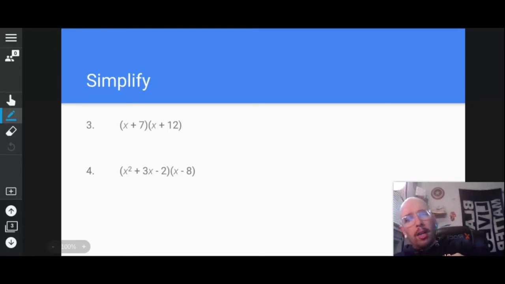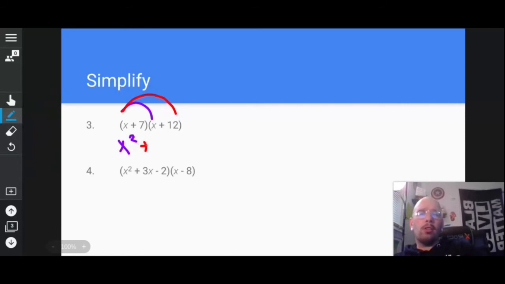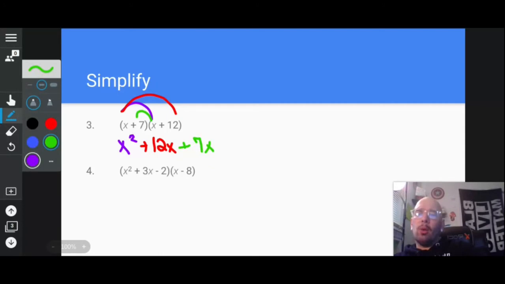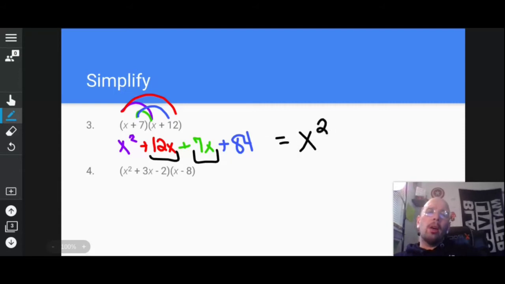So x times x, the first part, is x squared. The outer is going to be x times 12, so you get 12x. The inner is going to be 7 times x. And then the last is going to be 7 times 12, which is 84. Take a look at what you have, and you may notice that the outer and the inner combine. And so you end up with x squared plus 19x plus 84.